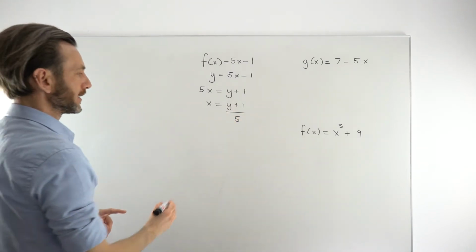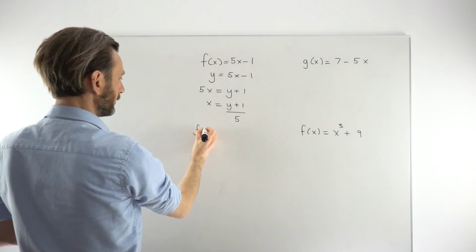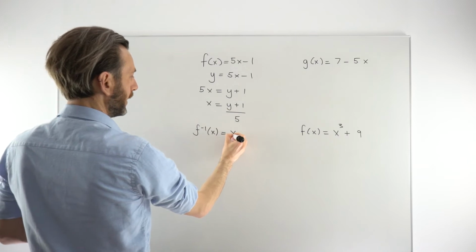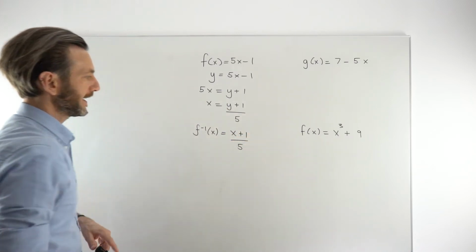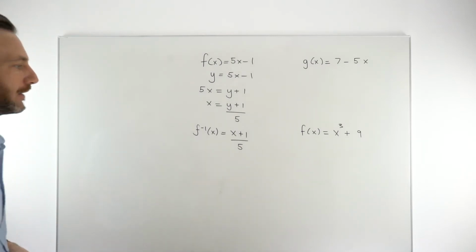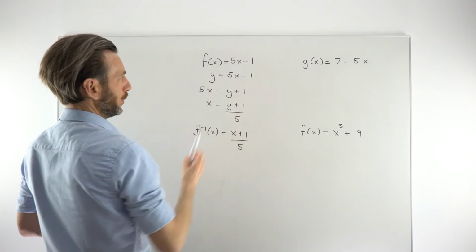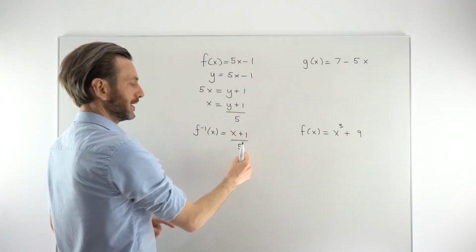What we do at the end is we go back, and because it was an f function, we rewrite it as f to the -1 of x, and we just replace the y back with the letter x to make it consistent. So we get x plus 1 divided by 5. So this one says take your x, multiply by 5, take away 1. This one says take your x, add on 1, and then divide by 5.